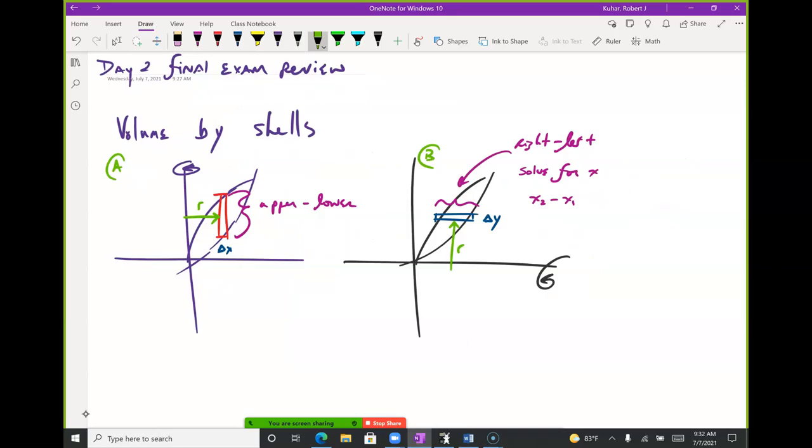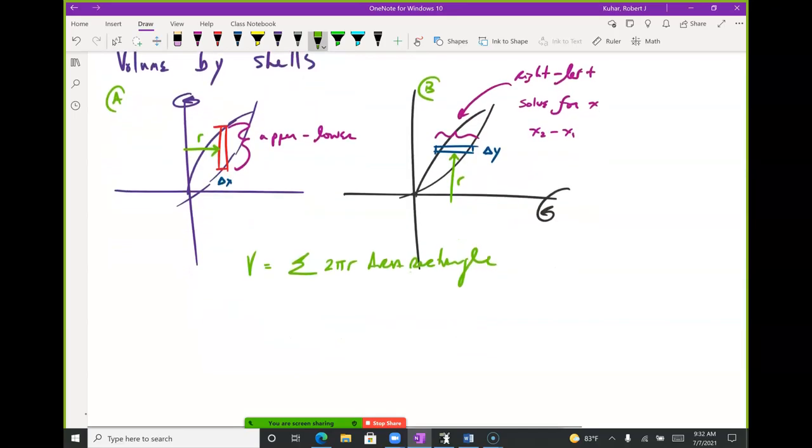Our general idea is that our volume is going to come from the sum of 2 pi r times the area of the rectangle, and it's all of the rectangles, right? So from n equals 1 to infinity. And so our volume really becomes the sum of all of those pieces. So 2 pi r times the height and the base of the rectangle. In case A, upper minus lower is height, base is delta x. In case B, right minus left is the height and the base is delta y, but it's turned sideways, right?